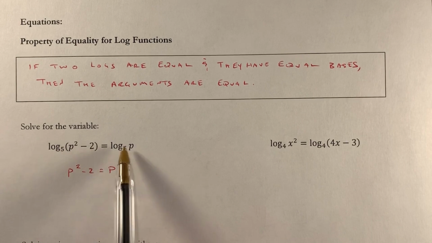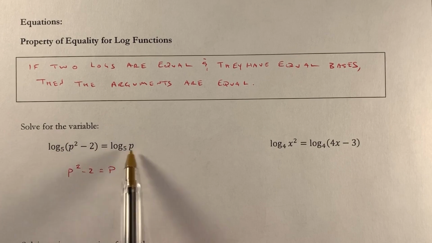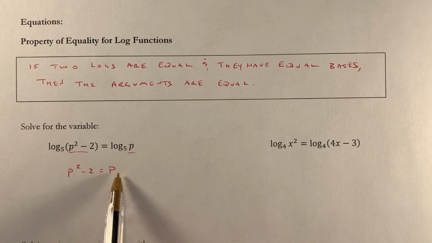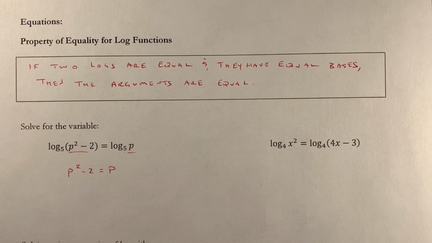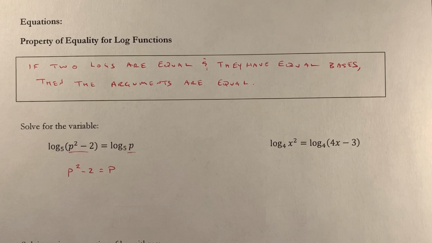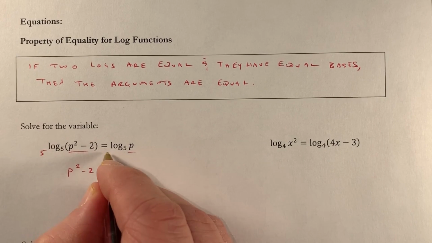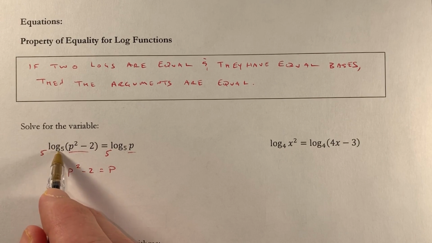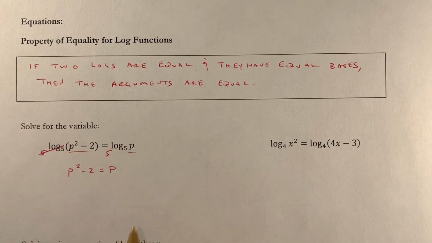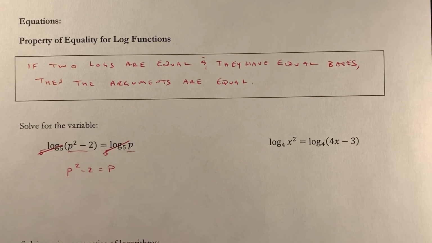Okay, so I've got two logs set equal to each other. They have equal bases. That means these two arguments are equal. So p squared minus 2 equals p. I can just drop those logarithms, or what I can always do is raise base 5 to both sides. So it's 5 to this power equals 5 to this power. And that 5 and log base 5 cancel on both sides, and I get p squared minus 2 equals p.